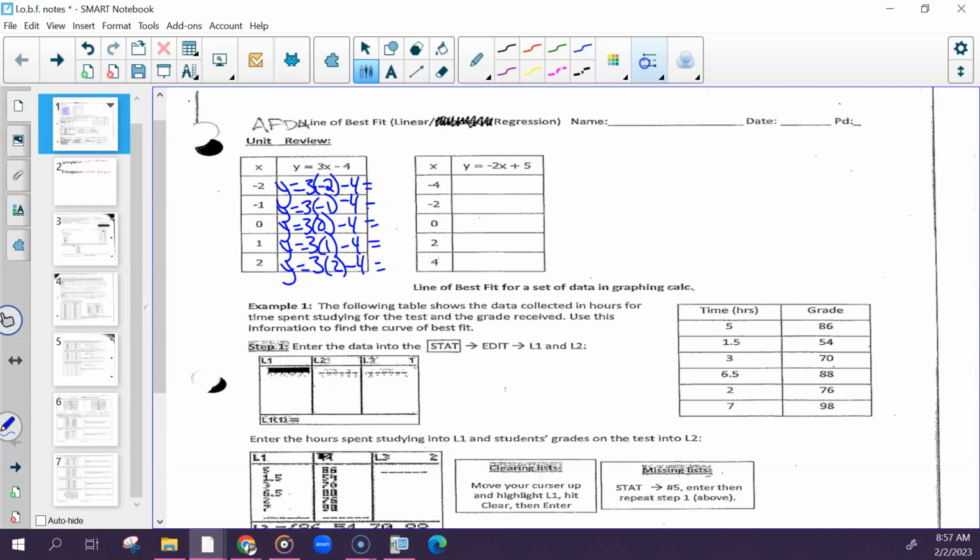What would 3 times -2 minus 4 give us? -10. 3 times -1 minus 4? -7. 3 times 0 minus 4? 3 times 1 minus 4? 1, and then the last one, 3 times 2 minus 4.